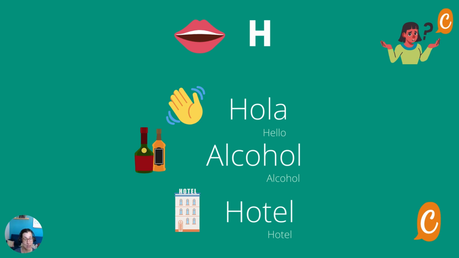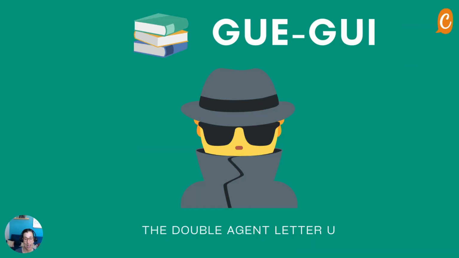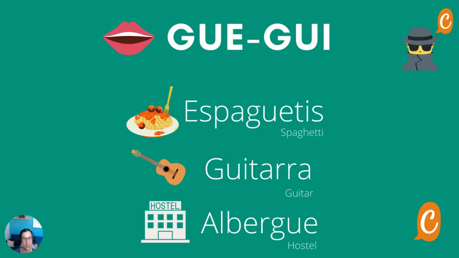So notice this letter is completely missing when we're reading the text. Other combinations that sometimes create a silent letter are G, U, E, and G, U, I. And it's like a double agent, as I'm saying here. So let me show you some examples. It's espaguetis that U went missing, guitarra, albergue.